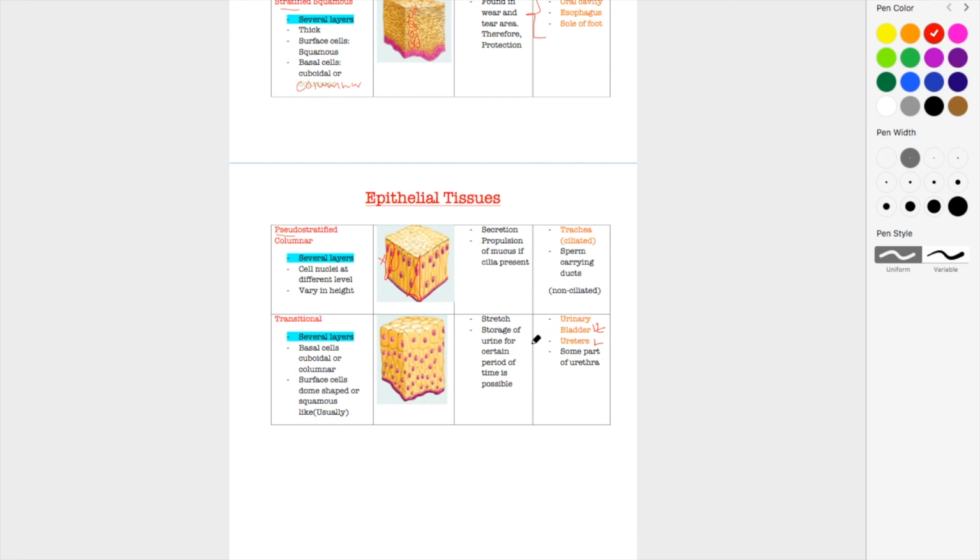I think this will definitely help a lot to tackle these types of epithelial tissues. I will see you in the next lecture with a different type of tissue, which is connective tissue.